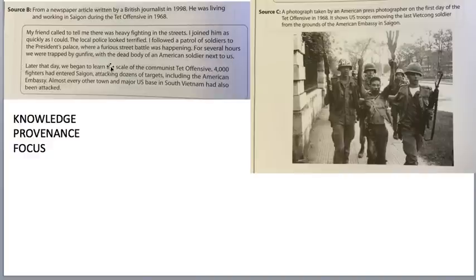Later that day we began to learn the scale of the communist Tet Offensive. 4,000 fighters had entered Saigon, attacking dozens of targets, including the American embassy. Almost every other town and major US base in South Vietnam had also been attacked.